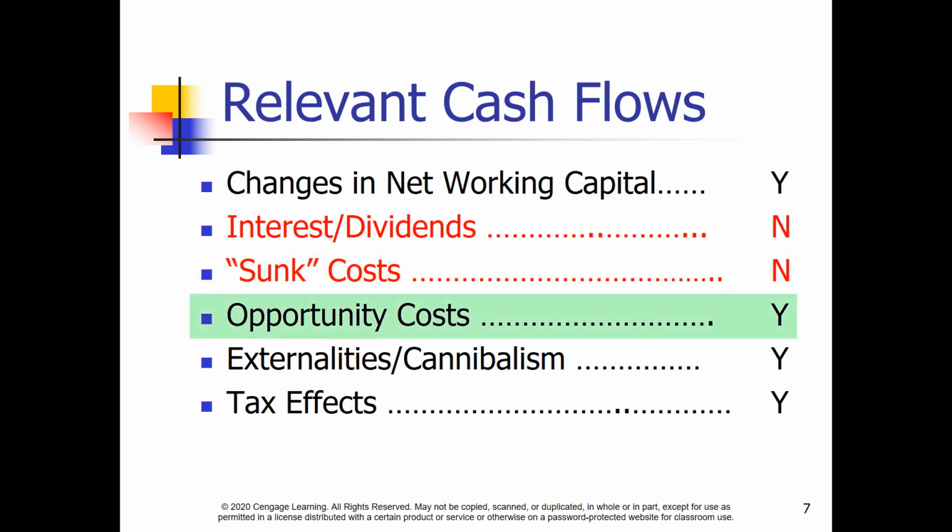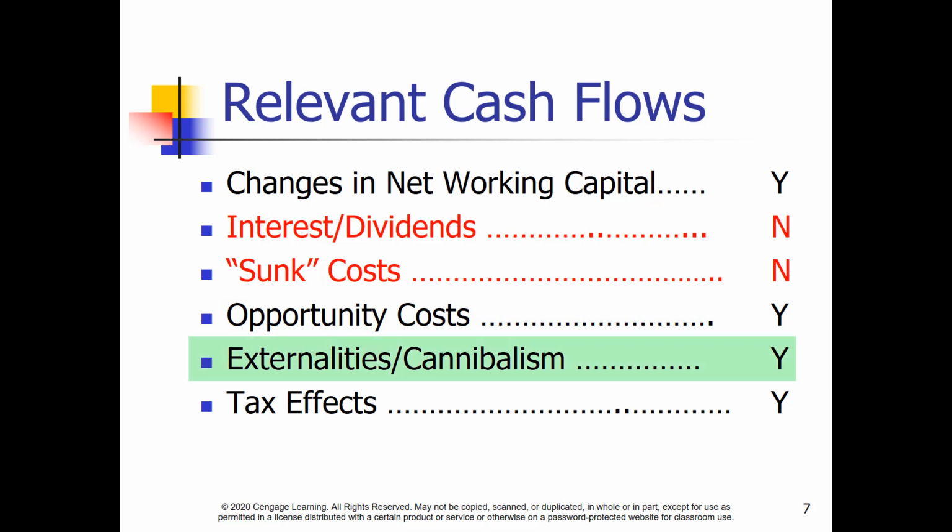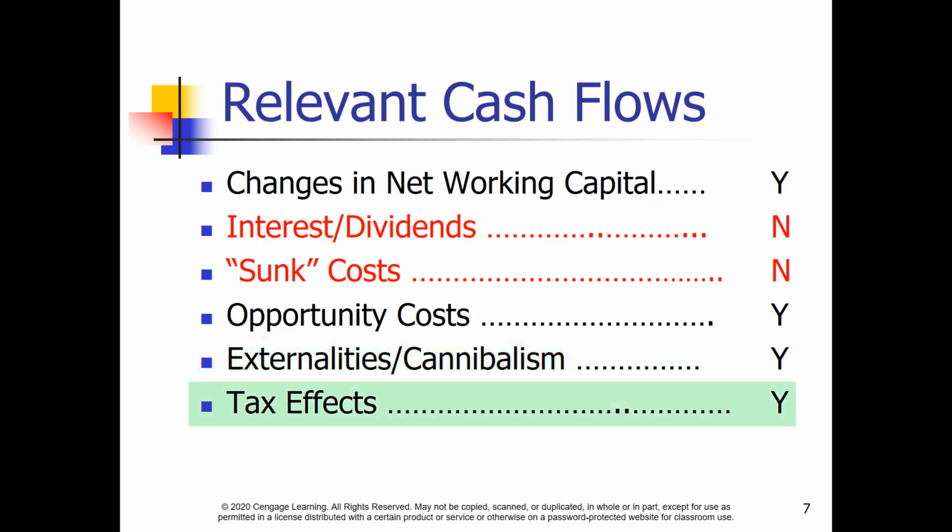Opportunity costs usually relate to a firm already owning a building or land that could either be sold or used for this project. This is not free. The cost is the next best thing that could be done with it. Externalities are usually cannibalism, a new product taking sales from a current one. Externalities can be positive, but usually they're not, and they are a cost to the project. And finally, tax effects. In finance, we are always concerned with after-tax cash flow.